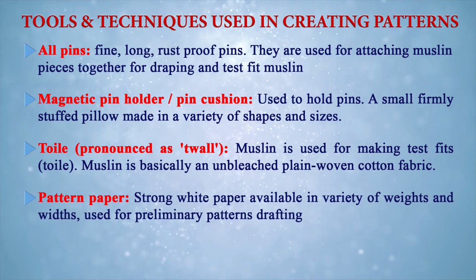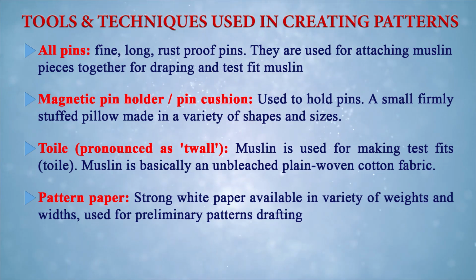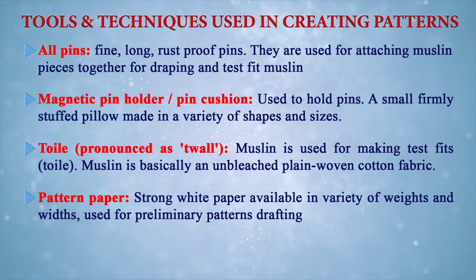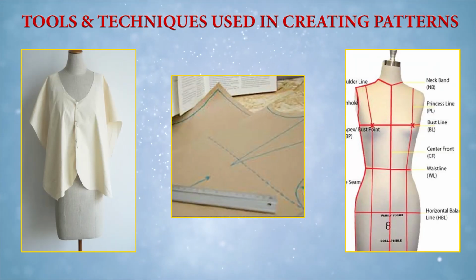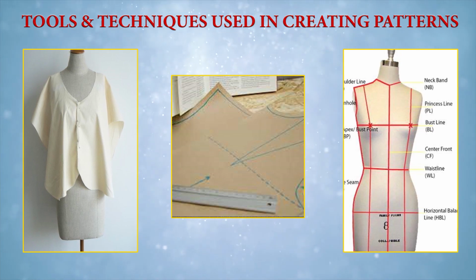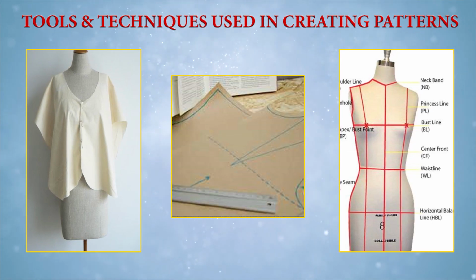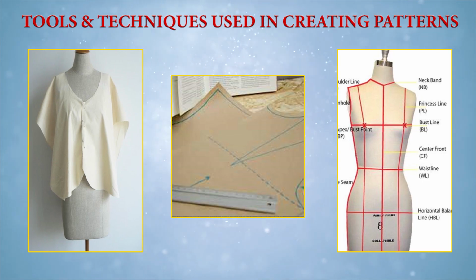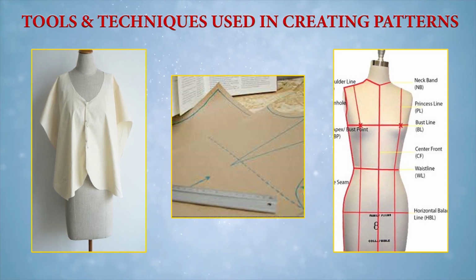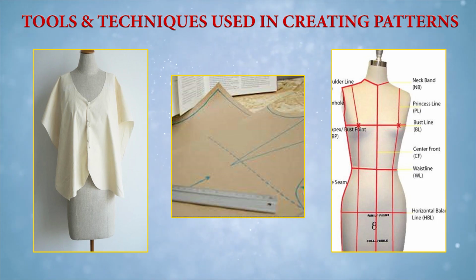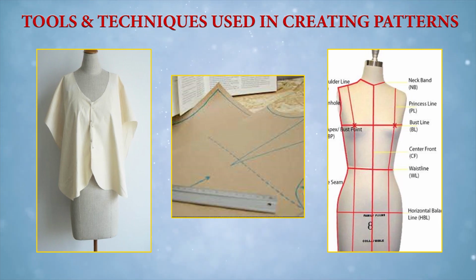Then we have the pattern papers, which are strong white papers or brown papers on which we develop the pattern, like our working pattern and the final pattern. Then we have the dress form. As you can see in the third picture, it is the dress form. It is made up of standard body measurements. It is a cushioned dress form in which all the markings are done, and you can develop a pattern directly on the dress form, or when you have developed a pattern or the garment, you can just display it on it and check whether it is perfect or not.